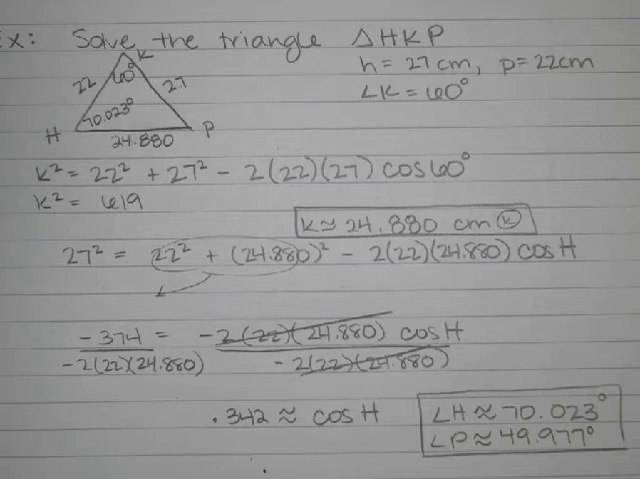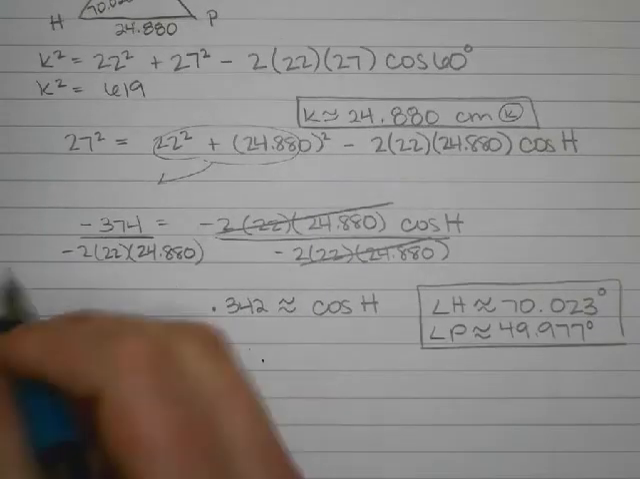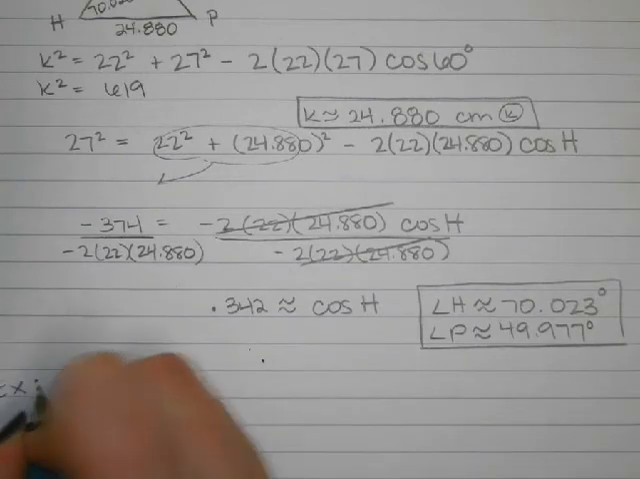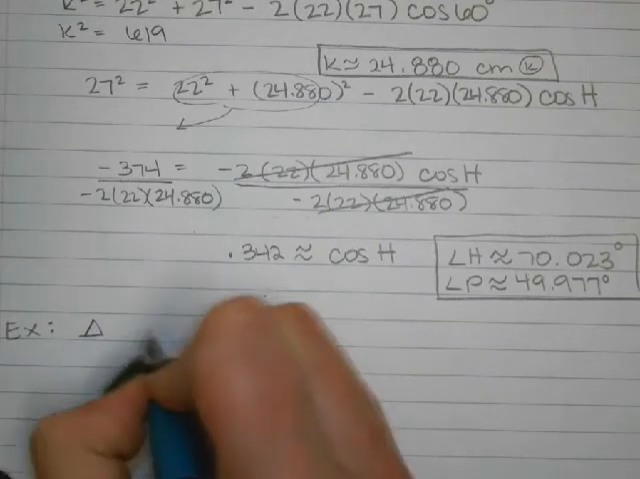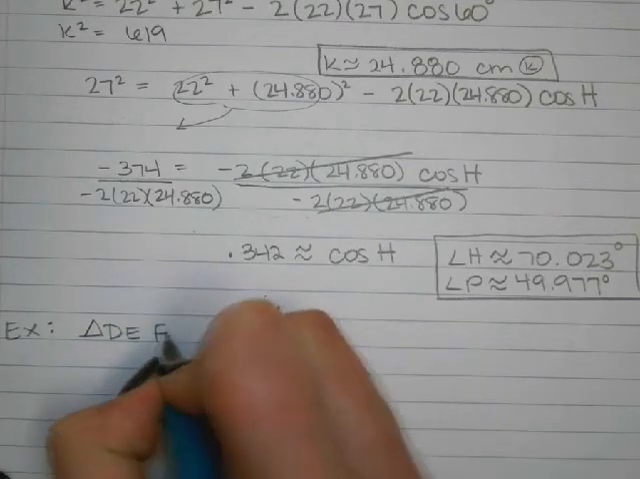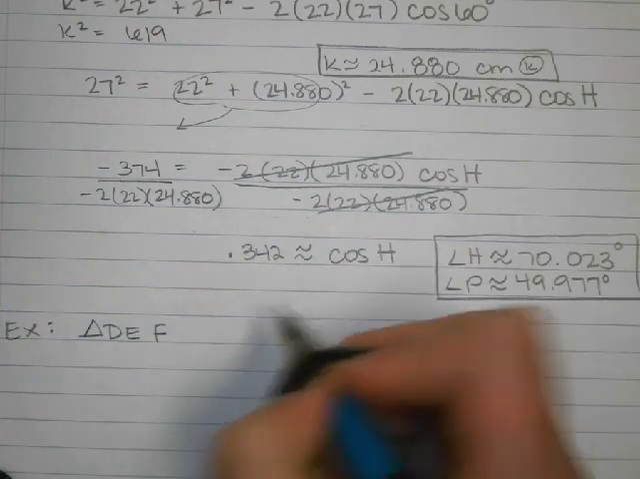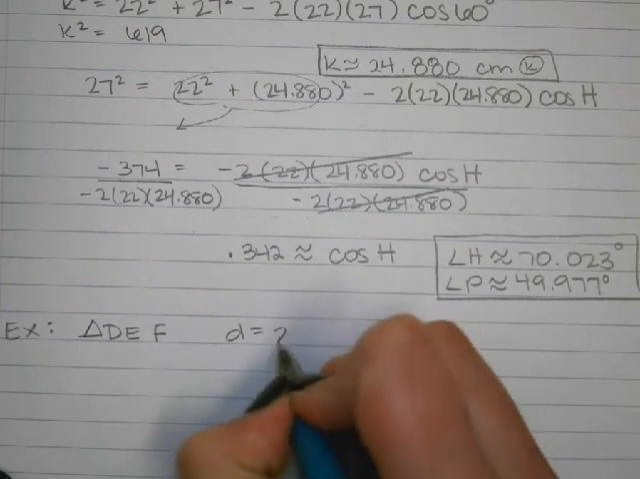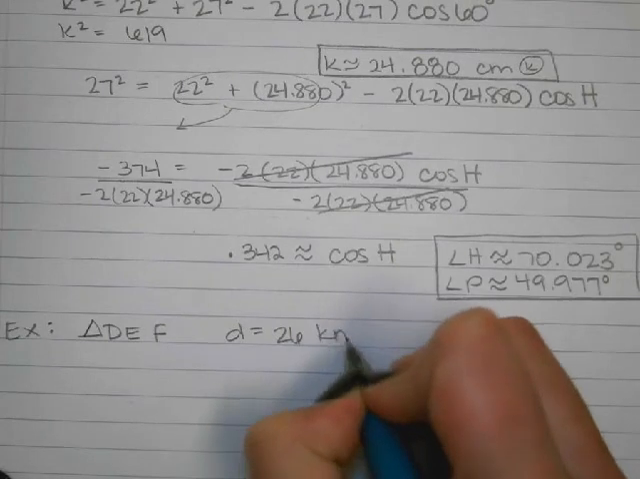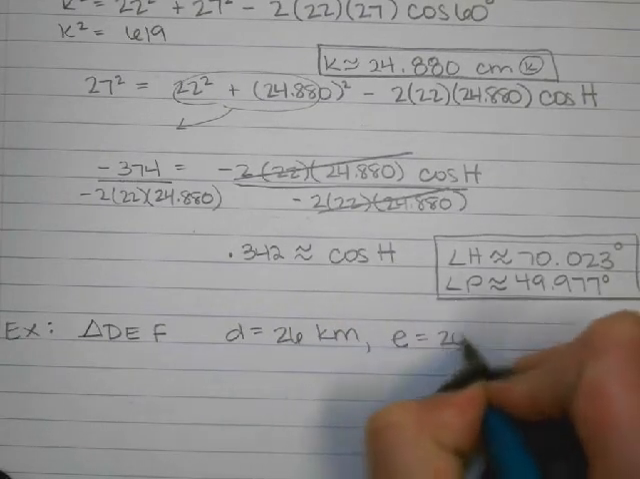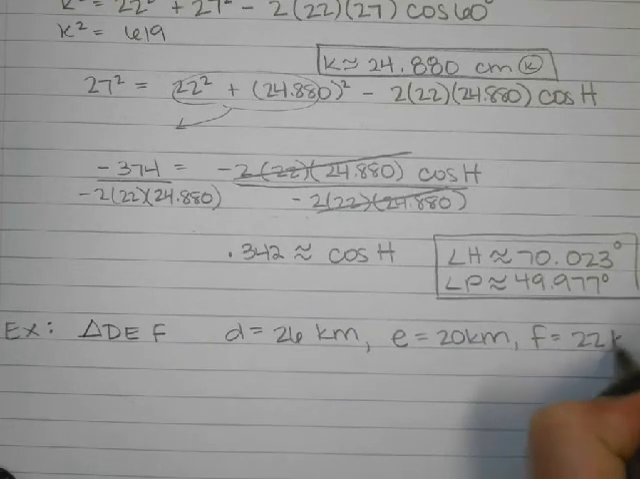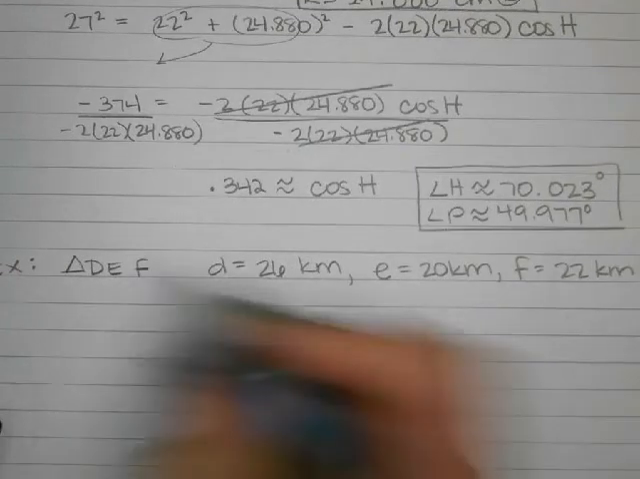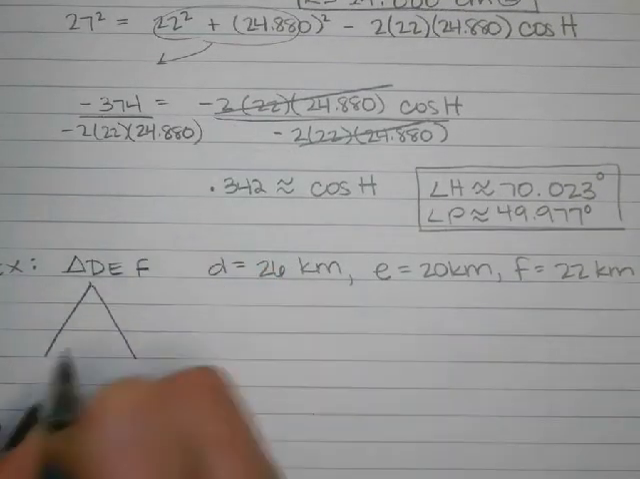All right, let's go ahead and do another example. Again, we're going to solve the triangle. Here we have triangle DEF, and the information given is that D equals 26 kilometers, E equals 20 kilometers, and F equals 22 kilometers. So we're going to go ahead and draw this picture.